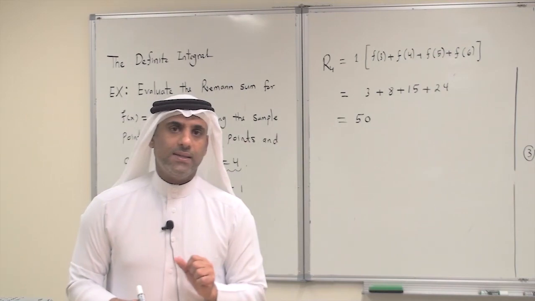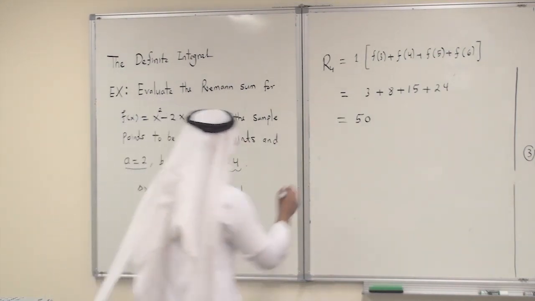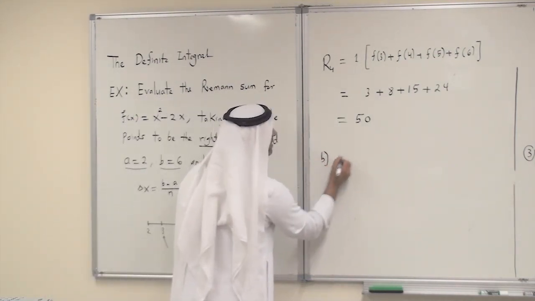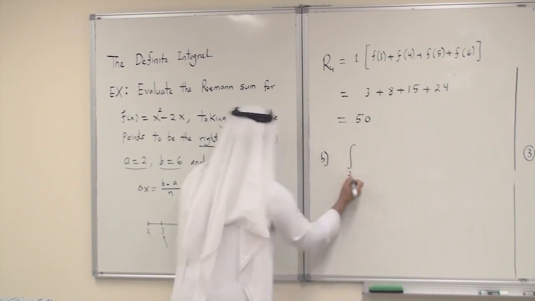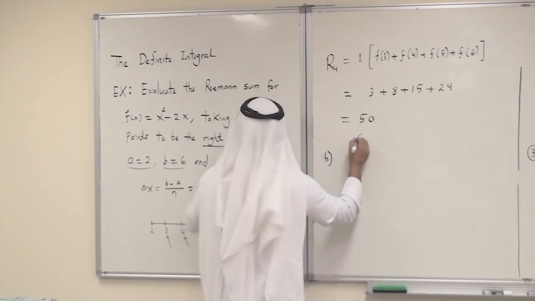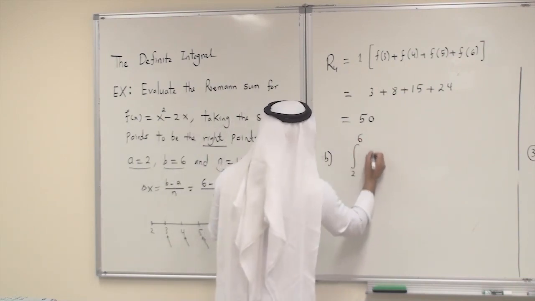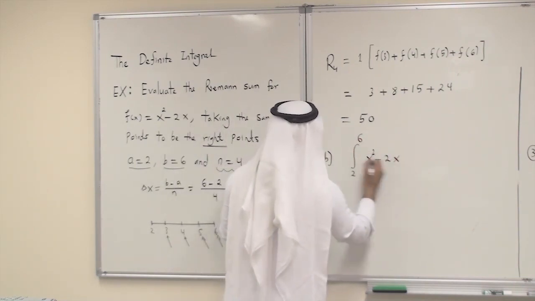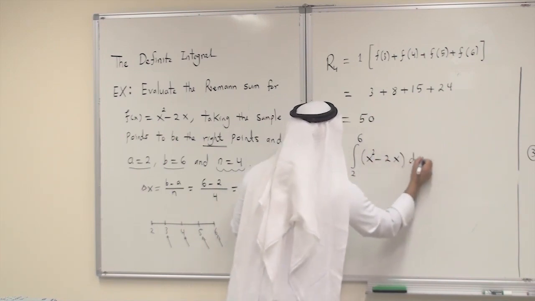Now the next part is how to evaluate the definite integral from 2, which is the beginning of the interval, up to 6 of our function given here, x squared minus 2x dx. Now, what does it mean?